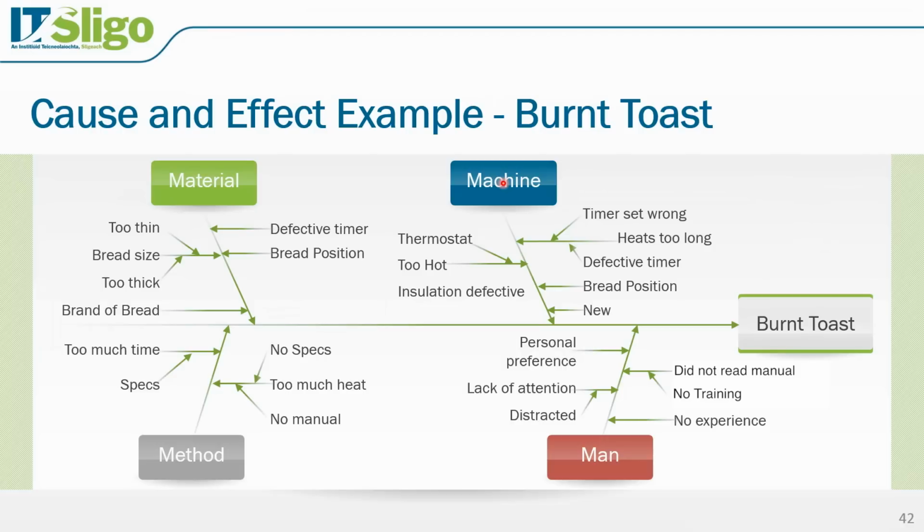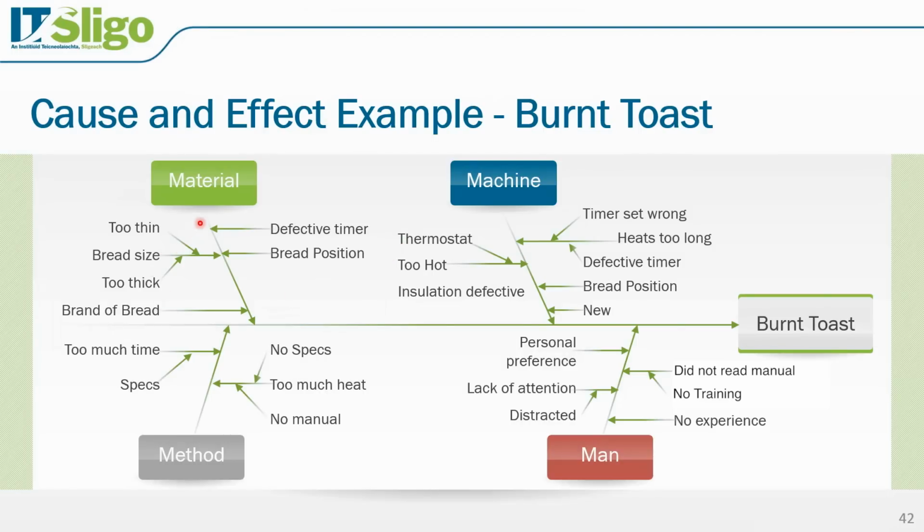We can explore and expand this question further by asking further questions. For example, the machine heats too long. Why does it heat too long? Well, the timer is not set. An alternative reason why it heats too long is a defective timer. The machine is too hot. Why is the machine too hot? There's a problem with the thermostat.